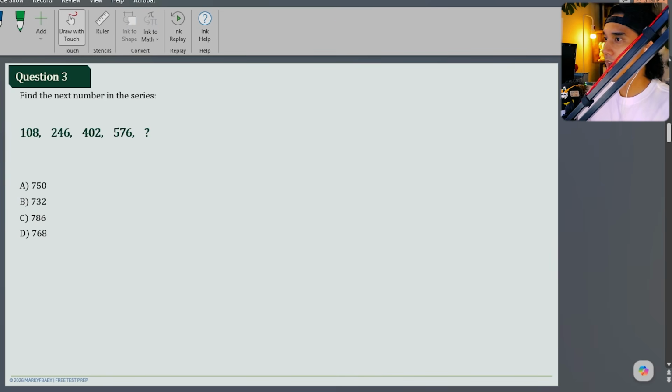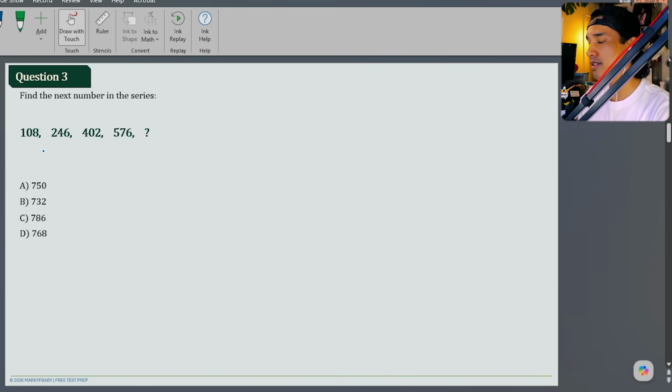Question number 3, find the next number in the series. Now, these questions, to some they are hard and to some they are easy. To me, they are actually pretty hard because on the test, when I took the test, I struggled with these. Okay, this is one of the many techniques that I am going to go over and I'm going to perform right now. So 108 to 246, 246 to 402, 402 to 576.